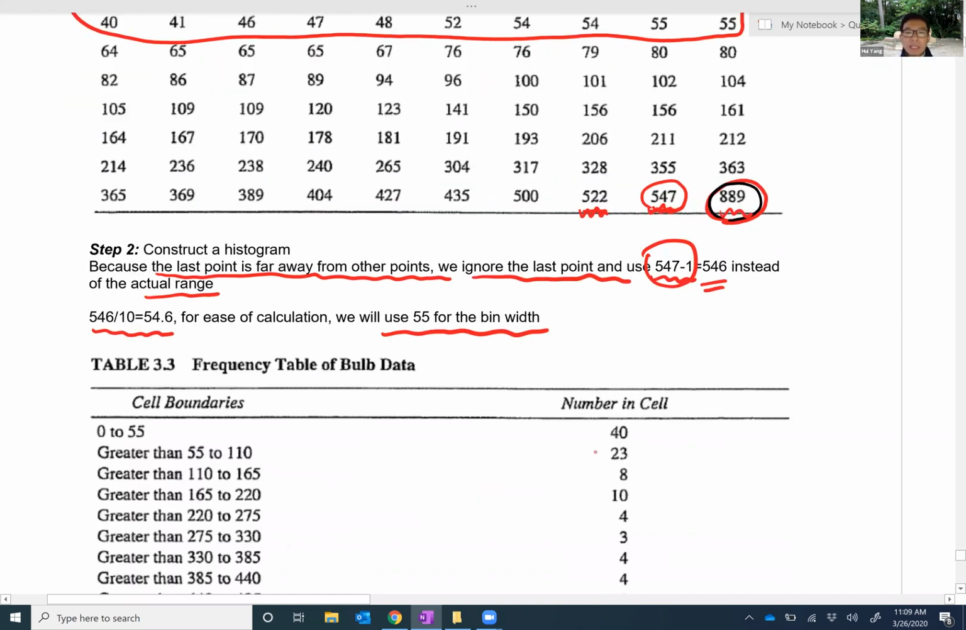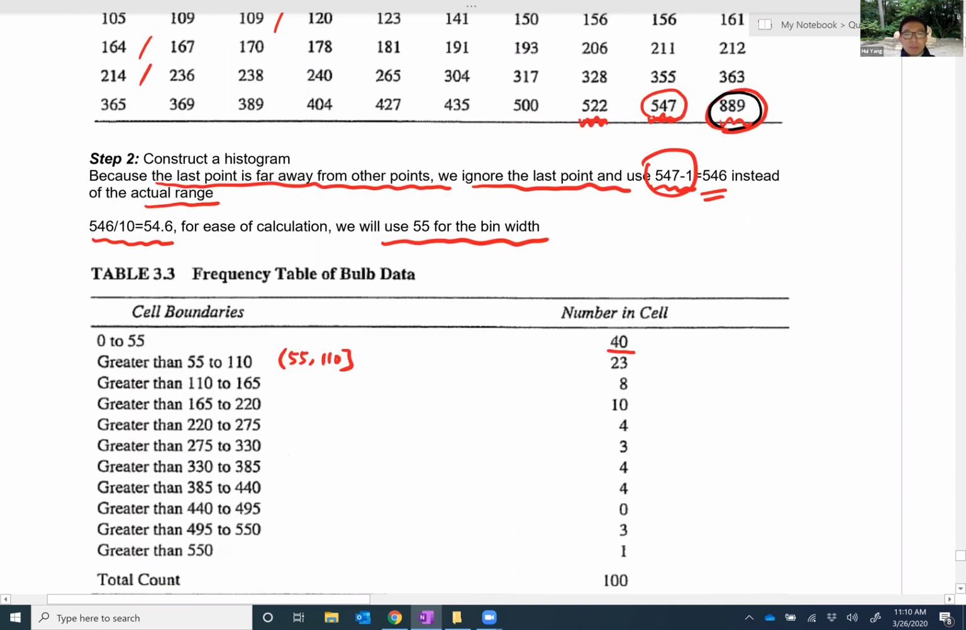So this is 40. And now we're going to use 55 to 110. Then you got 23. 110 is right here. And then 110 to 165. 165 is right here. And then 165 to 220 right here. And that's 10. That's 1, 2, 3, 4, 5, 6, 7, 8, 9, 10, right? And then we can keep going. And then greater than 540, we only have one, this guy.